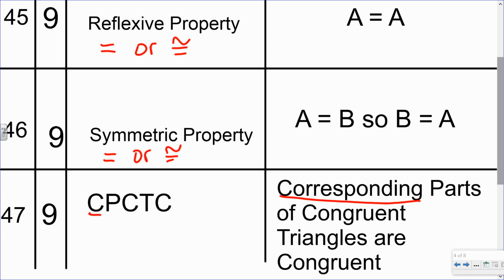It would not really say anything if we said congruent parts of something or other are congruent. Congruent parts are congruent. Well, of course they are. That doesn't tell you anything. Corresponding parts tells you something new. If you know these are corresponding, then you know they're congruent.